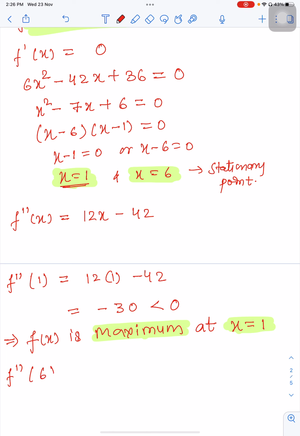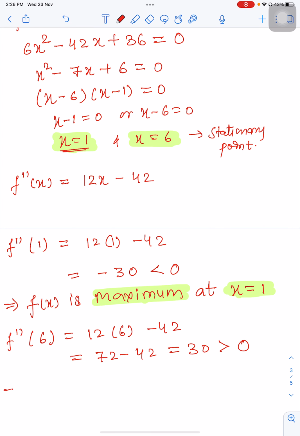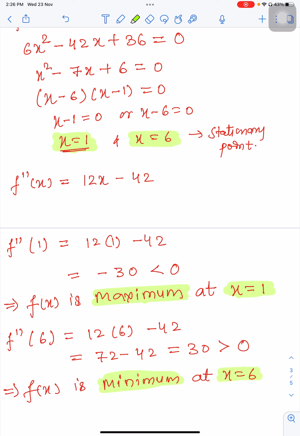Same way we have another value of x which is 6. So we'll put x as 6. So we will get 12 times 6 minus 42, which will give us 72 minus 42, that is clearly 30, which is greater than 0. Second derivative आया greater than 0, means function is minimum at x is equals to what? 6. Now आप सोचो इसी प्रॉब्लम में what if they ask you what is the minimum and the maximum value? तो बोलो क्या करोगे आप?